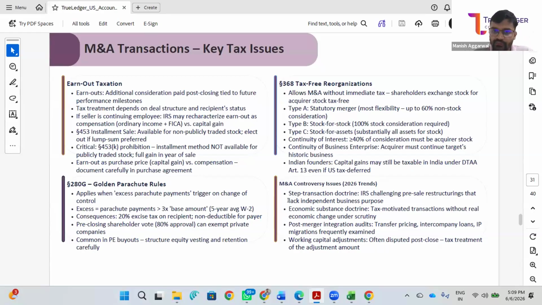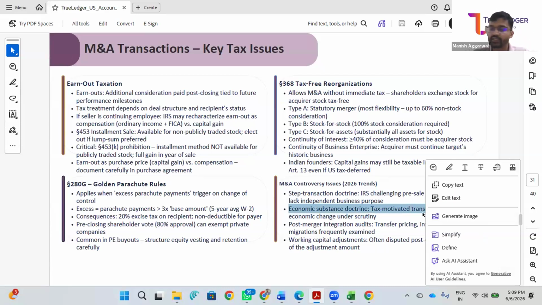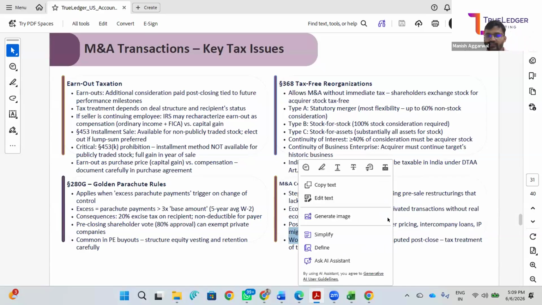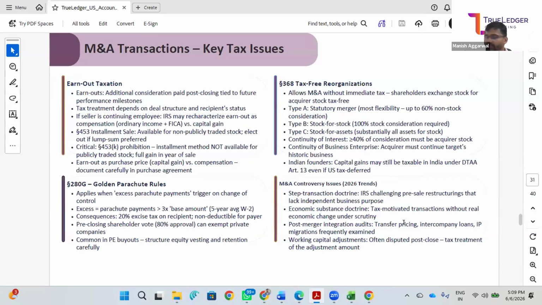Then there are often M&A controversy issues, like whether there is an economic substance in the transaction or not, and transfer pricing aspects and intercompany loans. These become very prominent, because if two companies merge, there are related party transactions between one entity and another. All these transfer pricing documentation and intercompany pricing issues are typically looked upon by the IRS as well, so we need to be very mindful of these issues.